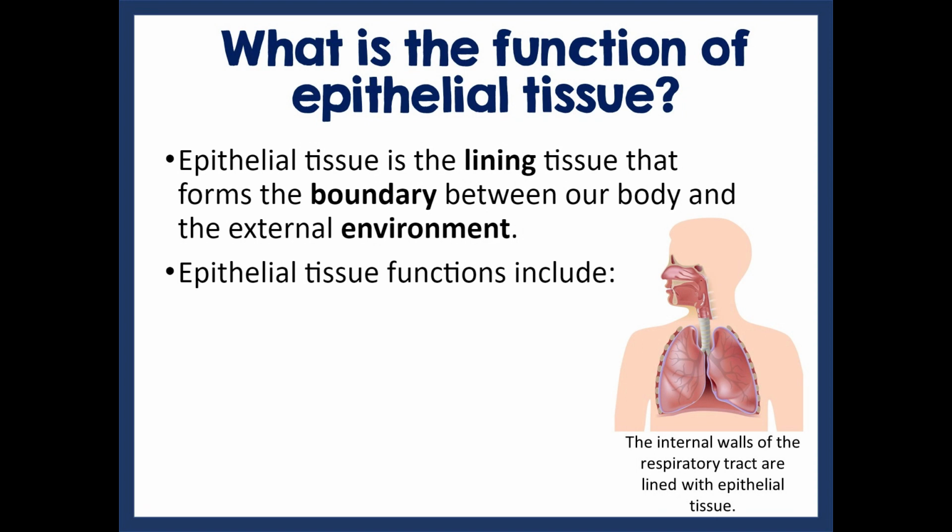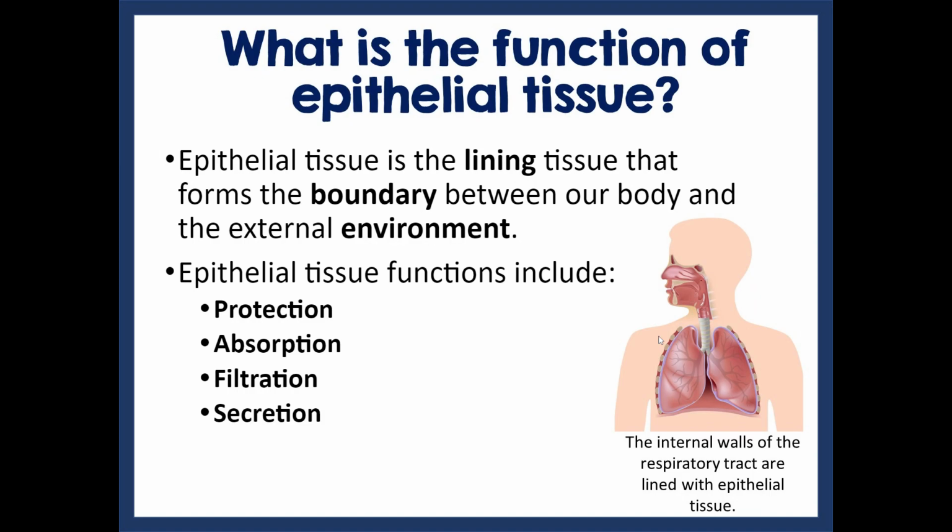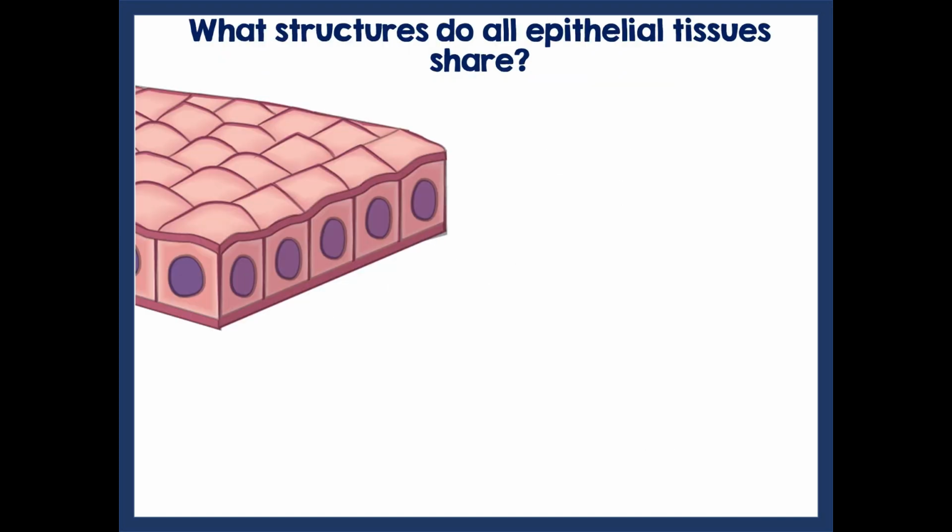Epithelial tissue has a few functions, and these would include protection. So that lining helps to protect. It also helps absorption, filtration, so filtering out the bad stuff, getting rid of that and letting in the good stuff, and also secretion, so what is produced, what comes out of that tissue. So those are the main functions.